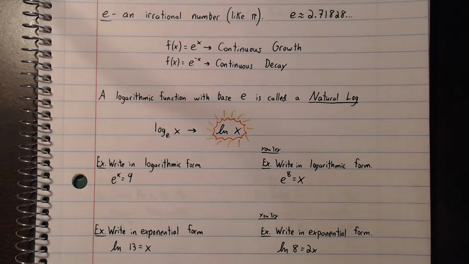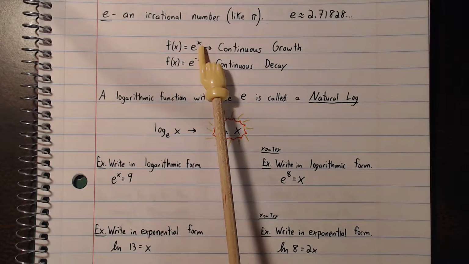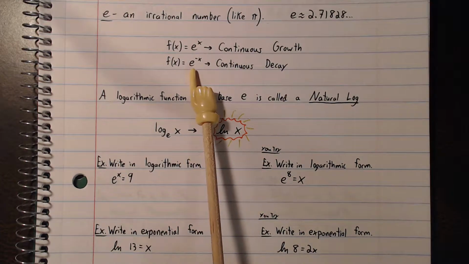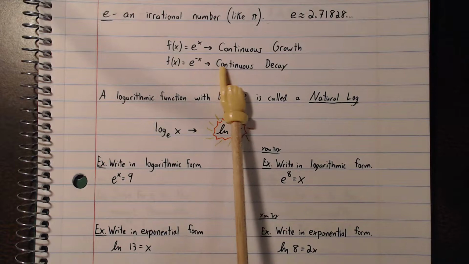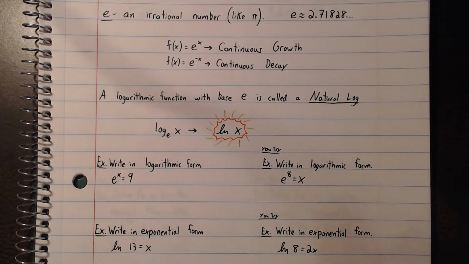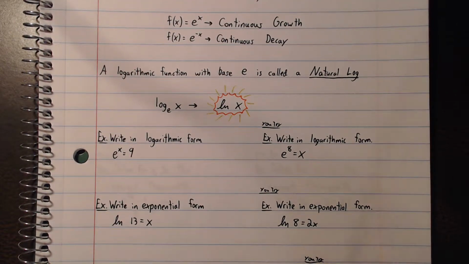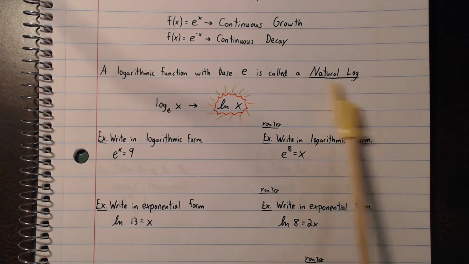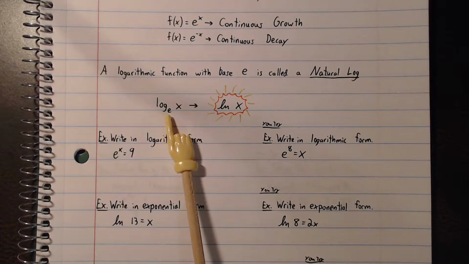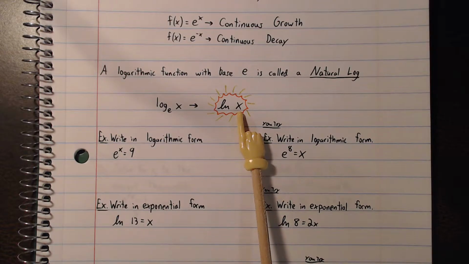Okay, e. If we have f of x equals e to the positive x, that's going to be a continuous growth function. And if we have f of x equals e to the negative x, that's going to be continuous decay. That's just how e happens to work. And if we have a logarithm that's written with base e, we're going to call that a natural log. So here's an example: log base e of x, we're going to rewrite that as ln of x.